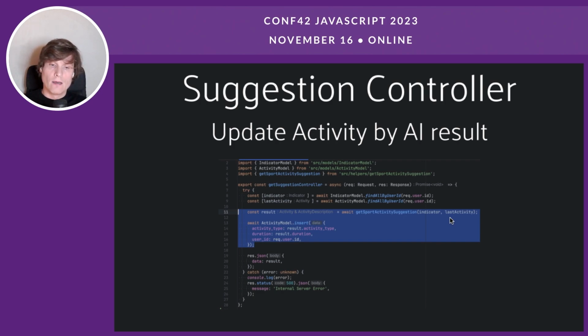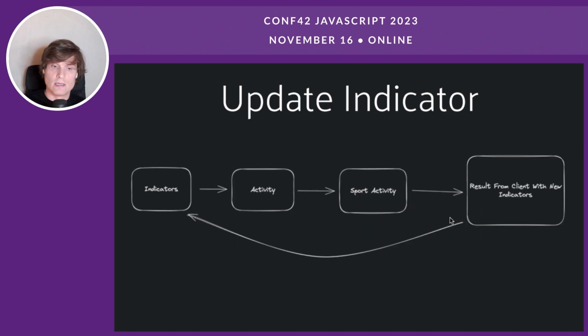Well, the suggestion controller is, as I said, constructed a little bit differently. It's just a presentation of how we're going to get this result. Each time I get the result, I immediately set the activity type from the result as the last one, but it doesn't mean that it's really accomplished. Of course, it has to be done in a different way, but in terms of presentation, it's like this. And the indicators have to be updated from the client, actually.